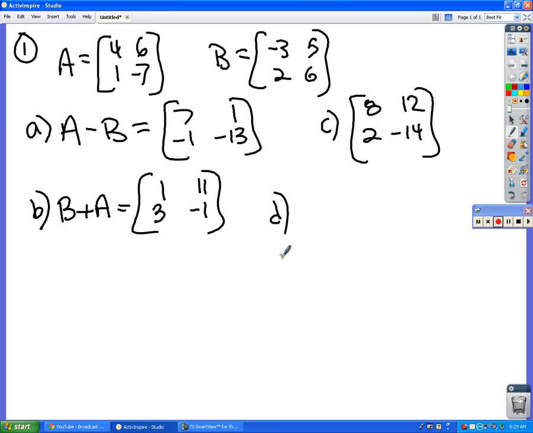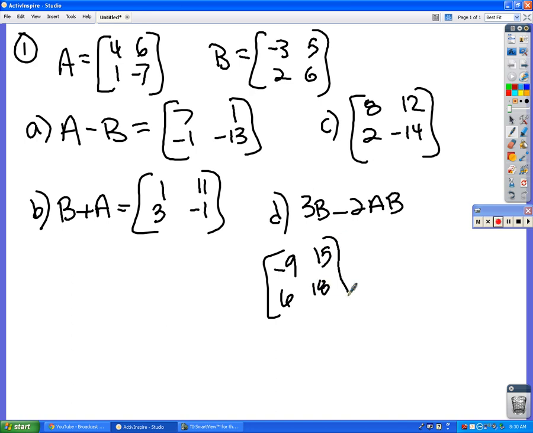I'm going to do 3B first. So, I should write out the problem. 3B minus 2AB. So I'm going to figure out what 3B is first. So that's going to be negative 9, 6, 15, 18. And then I have to figure out what A times B is before I double it.